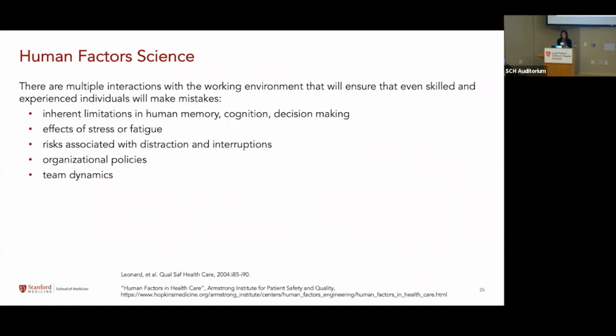So another way to pull all of this together is to think about how human factors science calls out that the interactions of humans with one another and their working environment can affect performance. Recognizing and accepting that things like memory capacity, fatigue, the effect of interruptions, organizational policies, and team dynamics can affect human and team performance, the human factors field works to optimize the environmental factors that allow it to be easier to overcome some of these limitations.